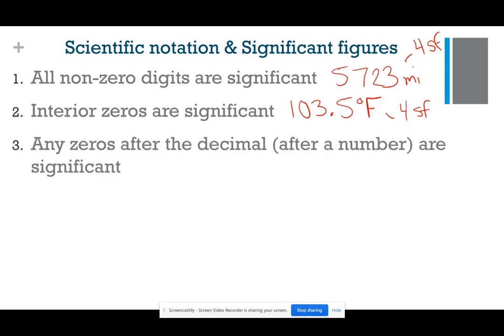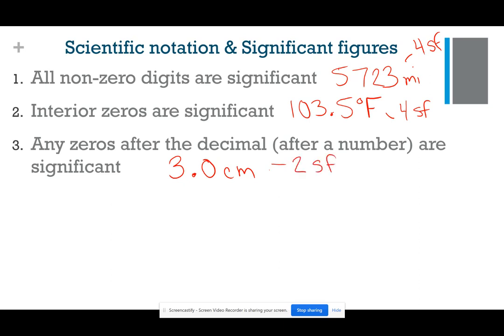Now we're getting a little bit trickier. So any zeros after a decimal, after a number, are significant. An example of this would be something like 3.0 centimeters. So after a number, so I see this number 3 is in the front. After a decimal, so there's my decimal, then I bother to write a 0. So if it's after a decimal, after a number, it is significant. It's there for a reason. So this one would have 2 sig figs.